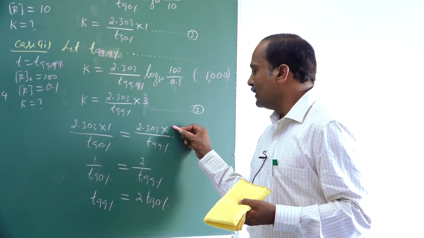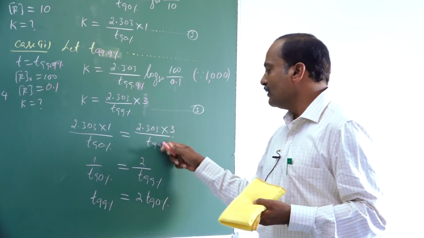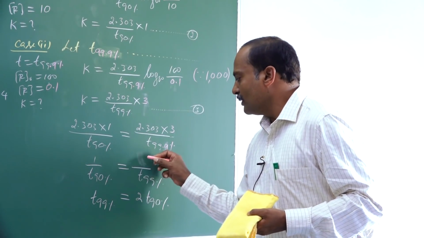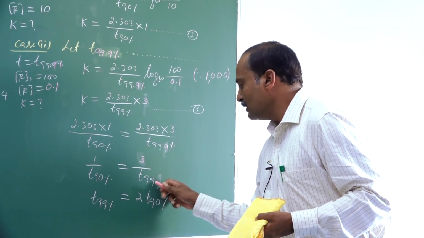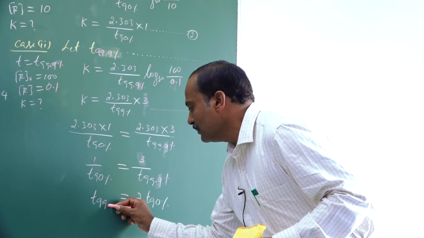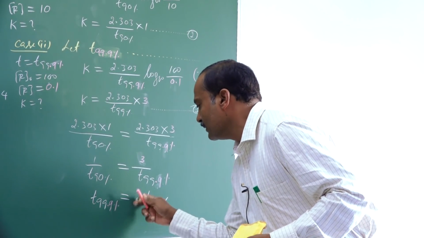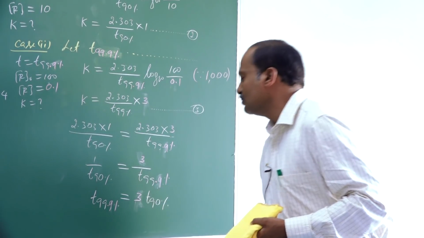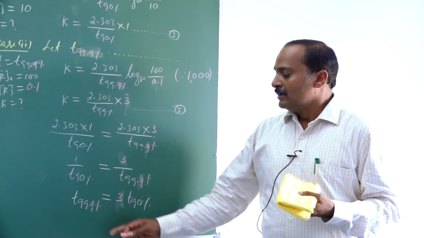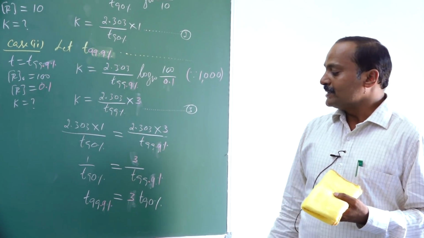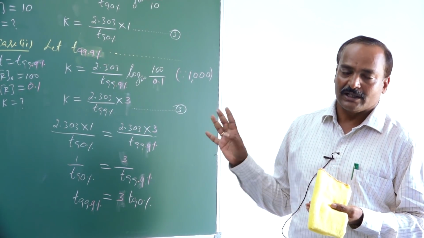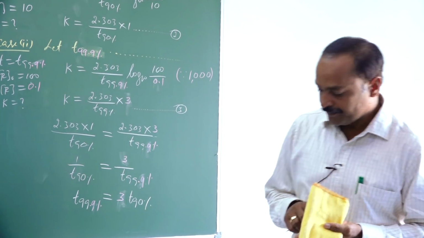2.303 into 3 divided by t 99.9%, then t 99.9% is equal to 3 into t 90%. So in a first order reaction, t 99.9% is equal to 3 into t 90%. Is it clear? Okay.